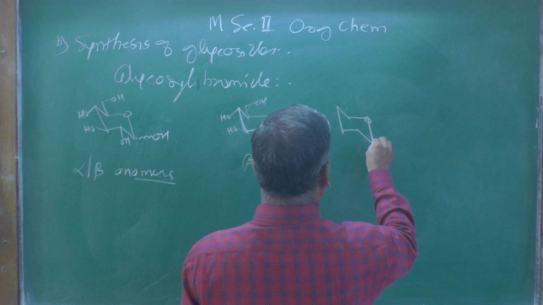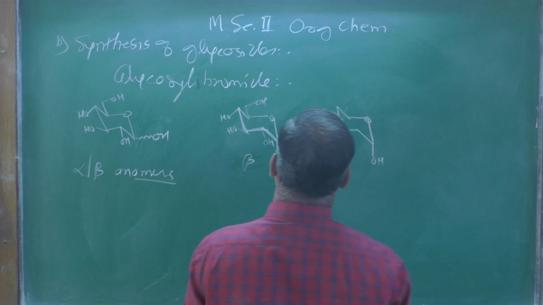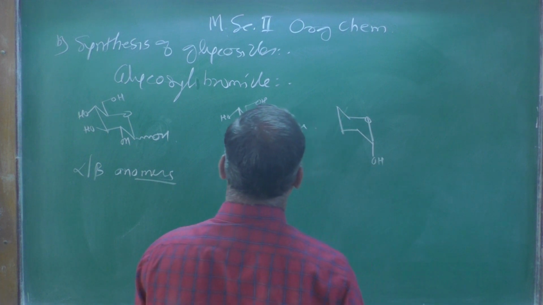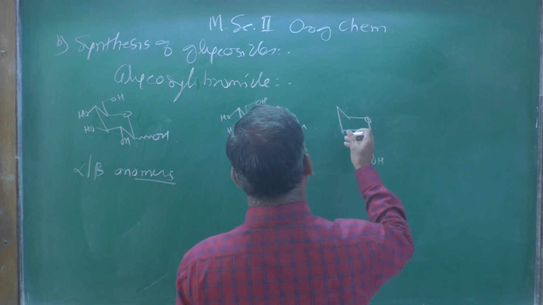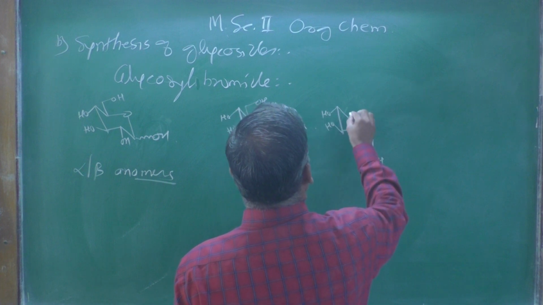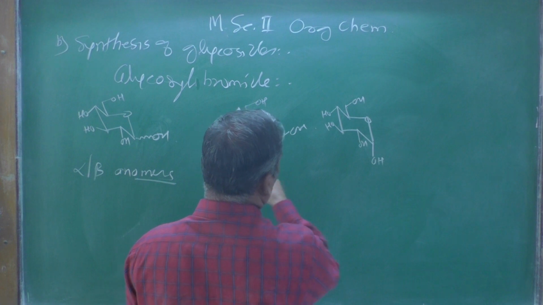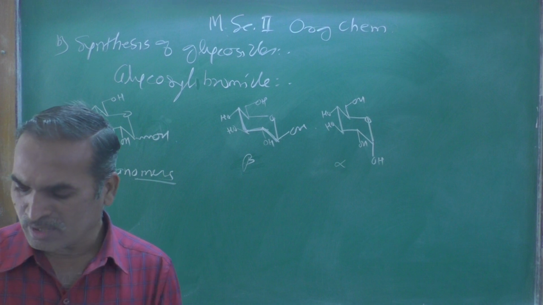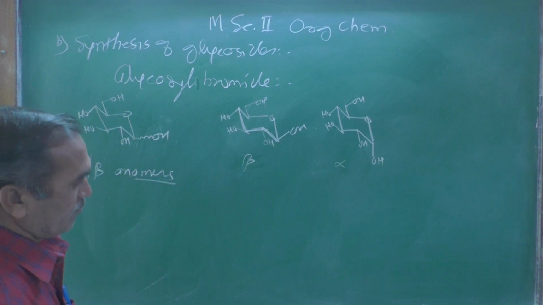Suppose we have this hydroxy group below the plane. This is an anomeric carbon atom, as we know, and this hydroxy group is known as the anomeric hydroxyl group, and all the other OH groups are lying at equatorial positions. So this is the beta form, and this will be the alpha form of that glucopyranose, and they are in the chair form.